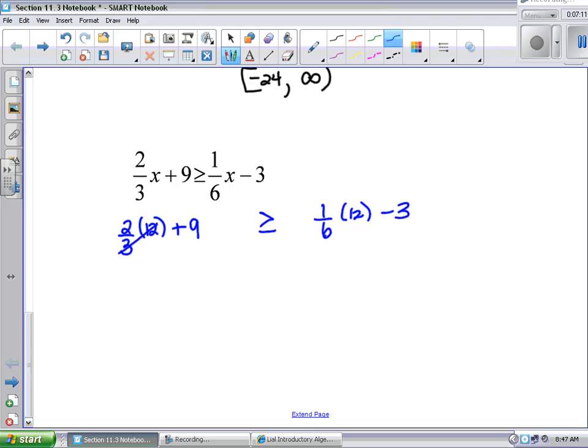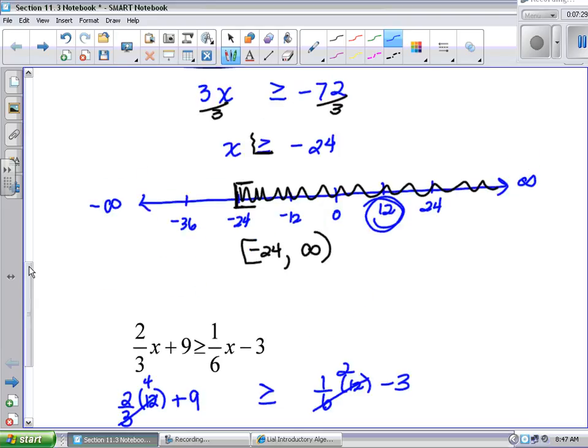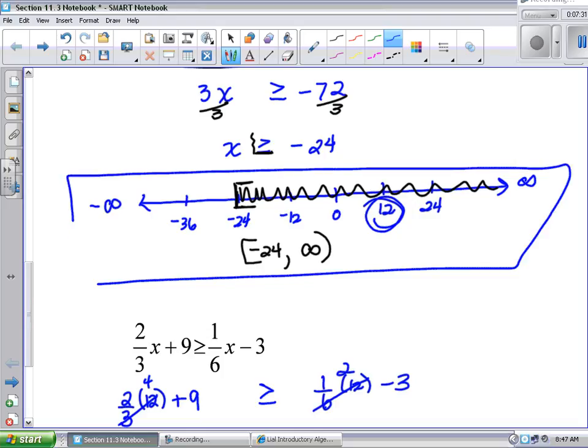Let's see, 3 goes into 12 4 times. I get 8 plus 9 is 17. 6 goes into 12 twice. I get negative 1. Is 17 greater than or equal to negative 1? The answer is yes, so it does check. It helps me to verify that I do have the correct graph and I do have the correct interval.